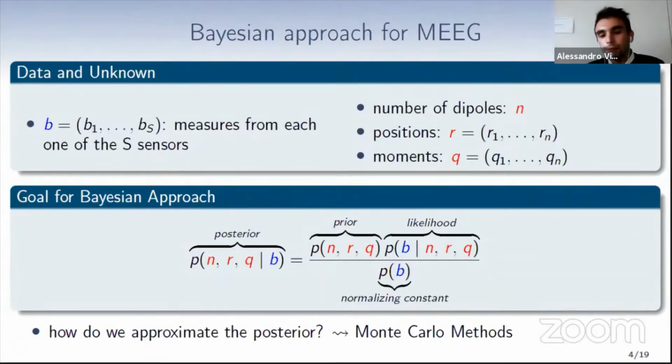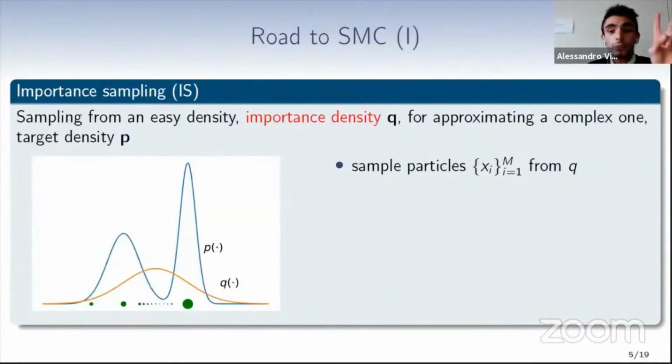But for explaining briefly what sequential Monte Carlo samplers are, we have to first introduce two different Monte Carlo algorithms. The first one is importance sampling. Importance sampling is a Monte Carlo algorithm that can be used for approximating a complex distribution, here called P, with a simpler distribution Q, from which we are able to sample. So at first we are not able to sample from P, but we are able to do it from Q.